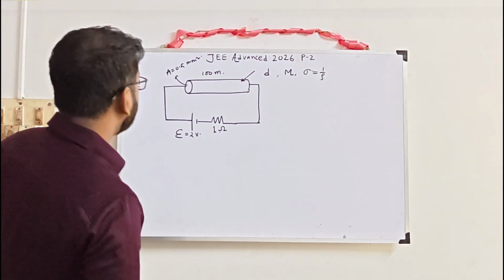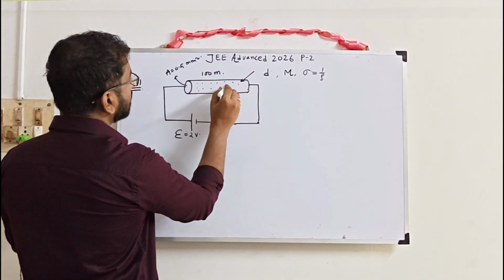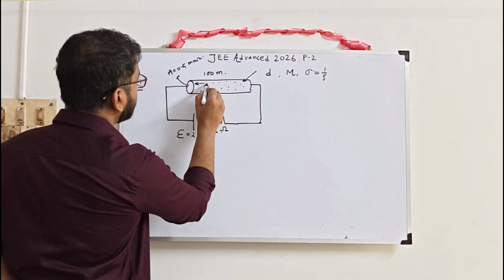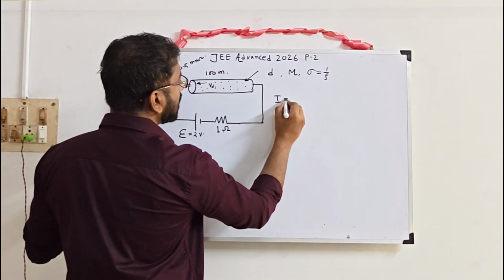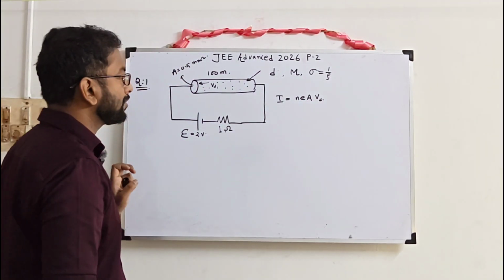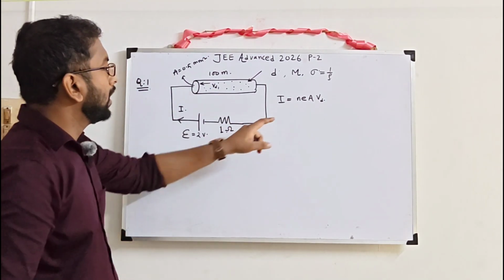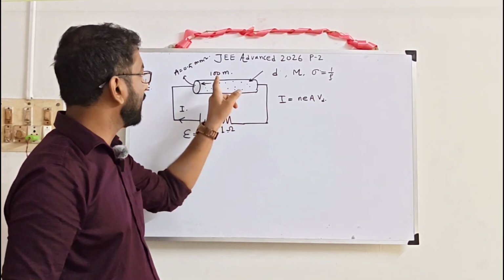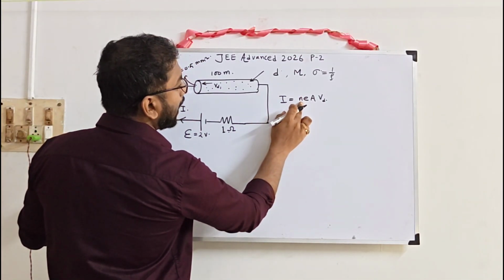Now we have to find out the drift velocity of the free electrons which are traveling here in this direction. What is the formula we know? I equal to N E A Vd, where Vd is the drift velocity and I is the current flowing in the circuit. N is the number of free electrons per unit volume, E is the charge of one electron, A is the cross-sectional area of the wire, and Vd is the drift velocity. So from here, Vd is going to be I by N into E into A.